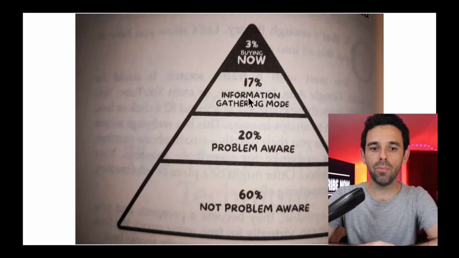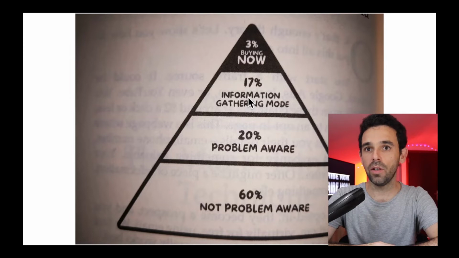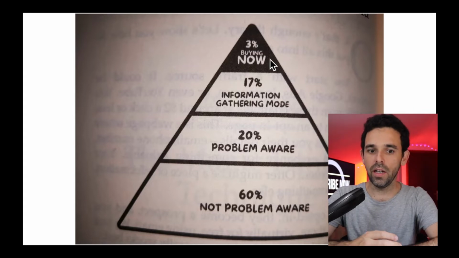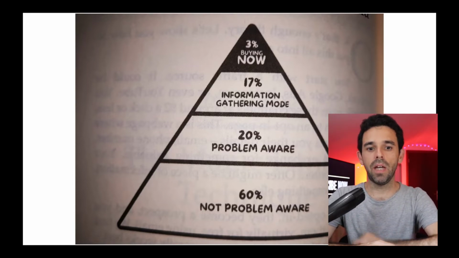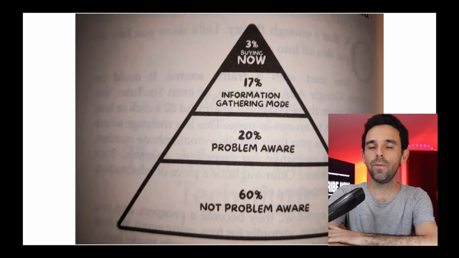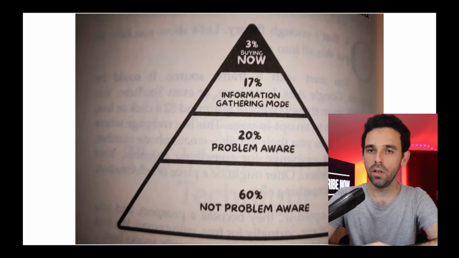Up here, we have 3% that are buying now, that are in buy mode. That's 3% of the market. When they see your offer, 3% are ready to buy, right? They're in buying mode. Now, after that, we have 17% in information gathering mode. They're looking for information. That's 17%.